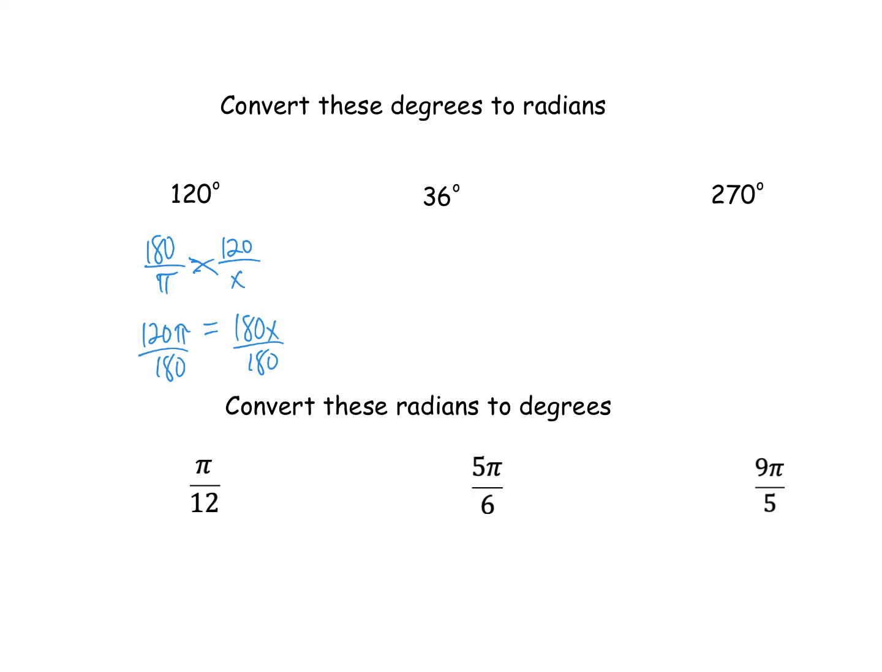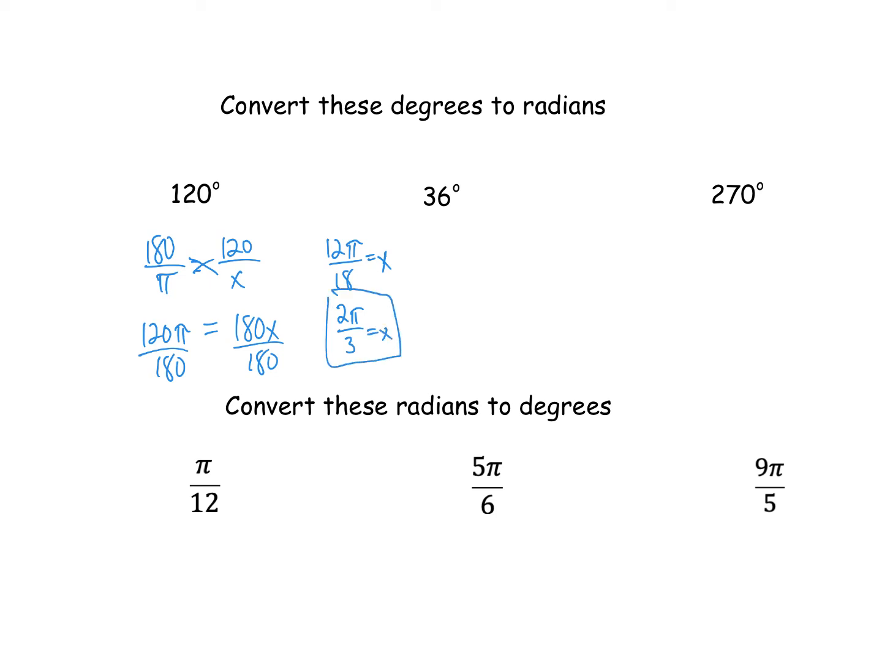And then we just reduce that fraction. 120 over 180 would be 12 eighteenths. So 12 pi over 18. Both 12 and 18 are divisible by 3. Actually, they're divisible by 6. So this would be 2 pi over 3.